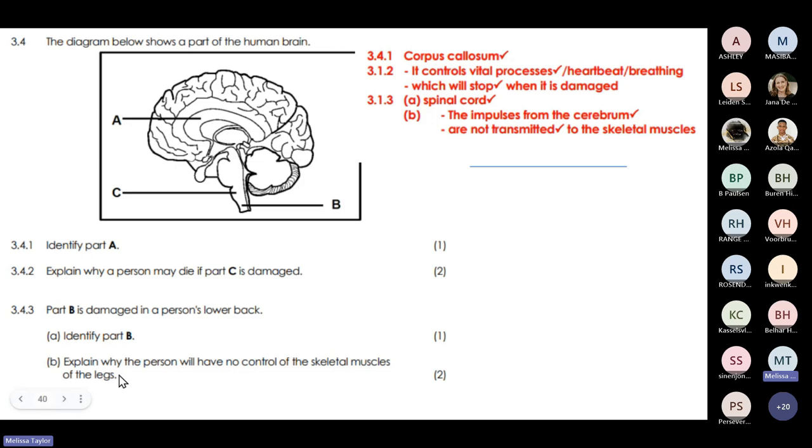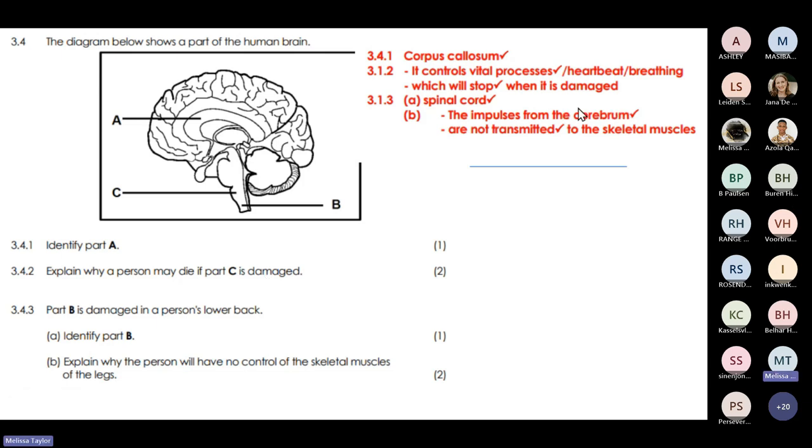Again, many learners here just say because the spinal cord is damaged. But that's given in the question. We already know it's damaged. So now they want to know why, if it's damaged, they will have no control. That's because the impulses coming from the part that is meant to control it, which is the cerebrum, will not be transmitted or taken to the skeletal muscles. And that's why there will be no control.